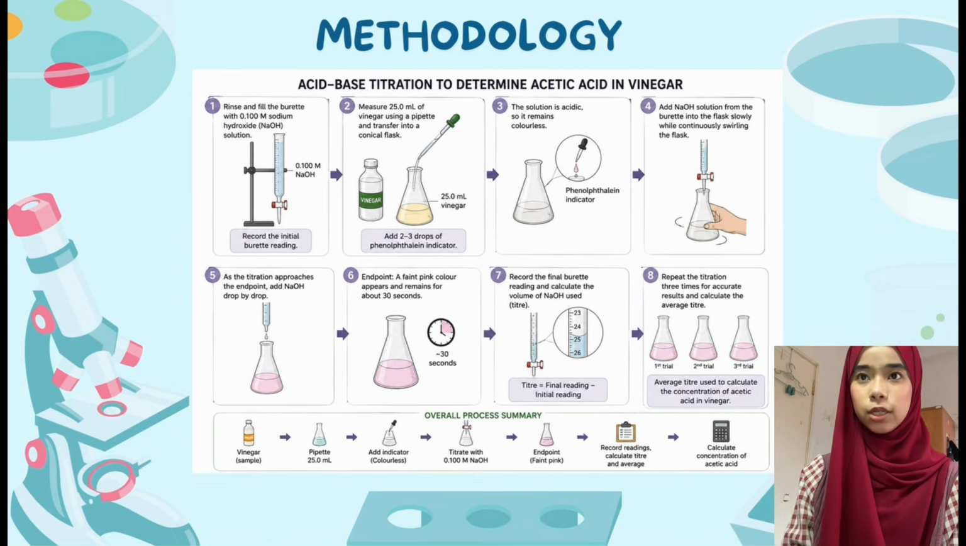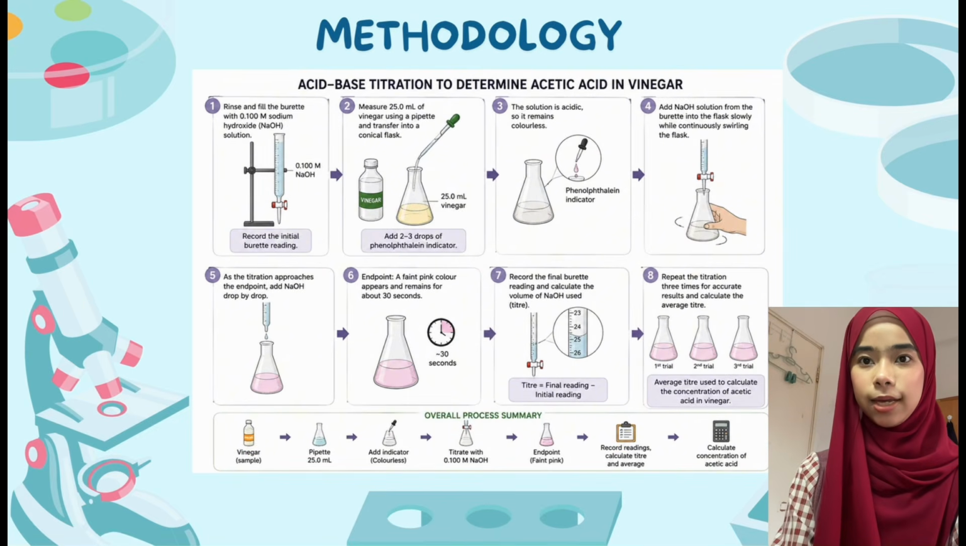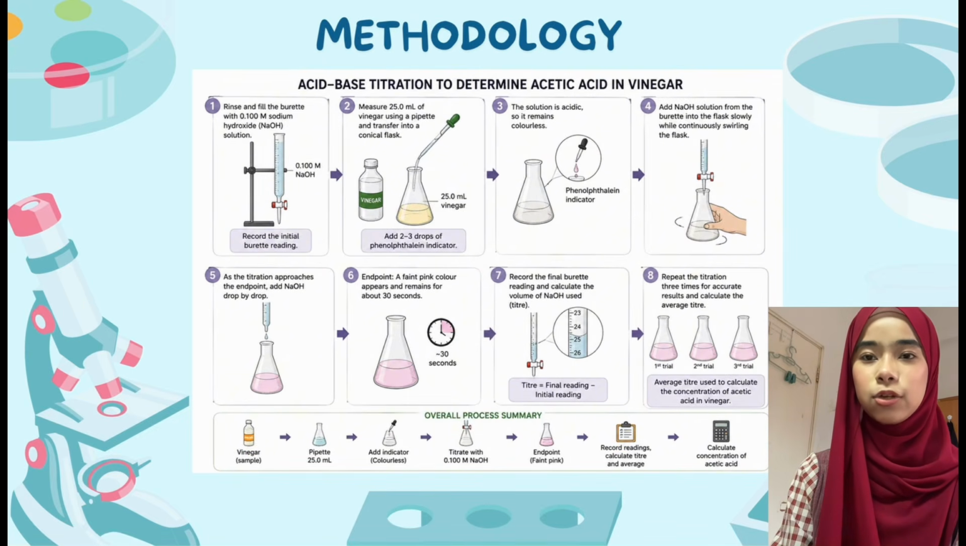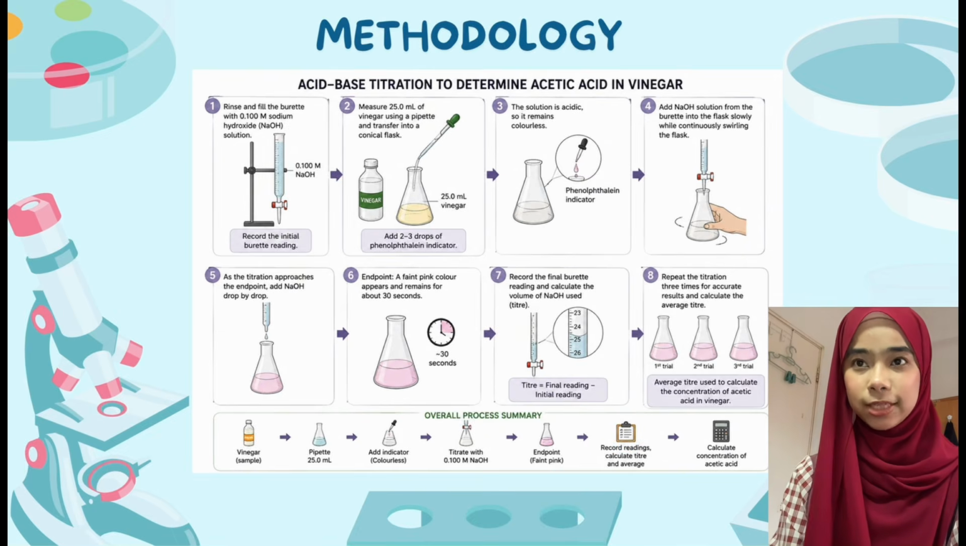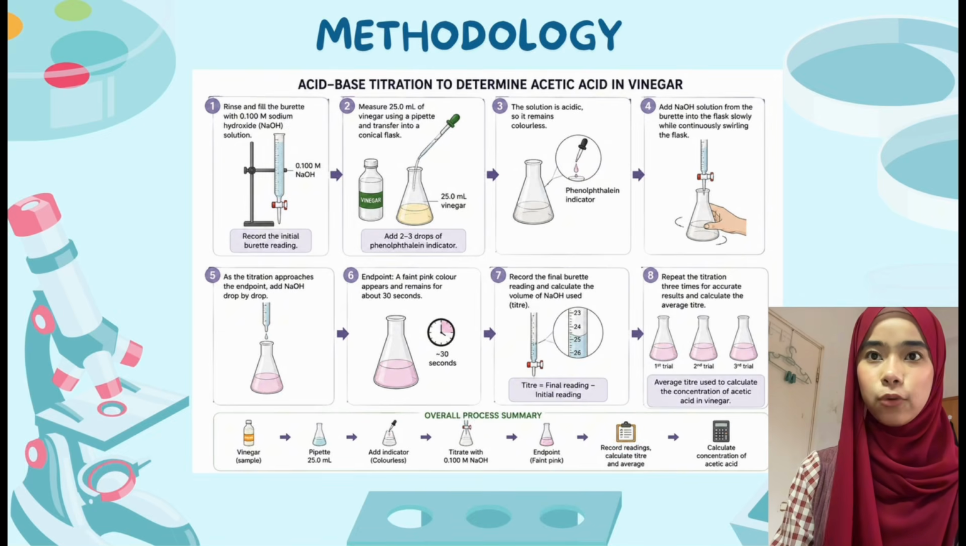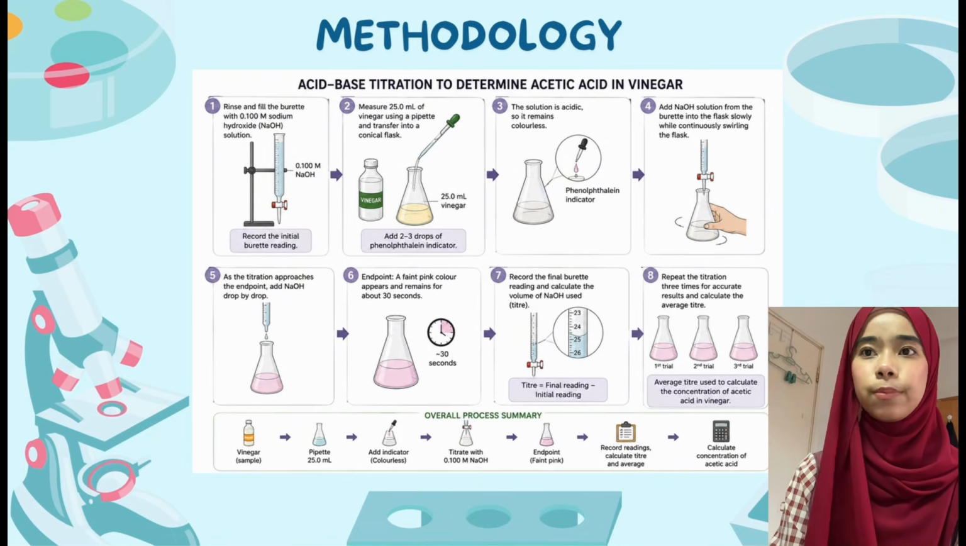For methodology, to determine the concentration of acetic acid in vinegar, an acid-base titration was performed using a standard sodium hydroxide solution. First, the burette was rinsed and filled with 0.100 molar sodium hydroxide solution. The initial volume was then recorded. Next, 25 ml of vinegar was measured using a pipette and transferred into a conical flask. 2 to 3 drops of phenolphthalein indicator were added to the vinegar sample. The solution remained colorless because it was acidic.